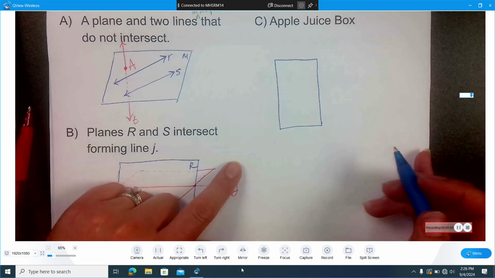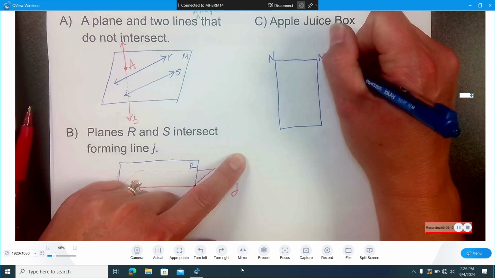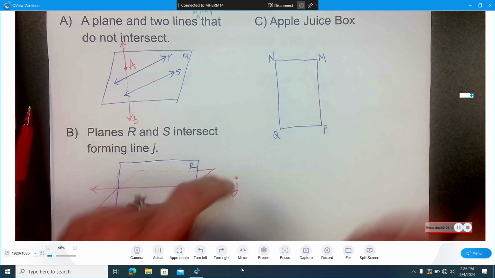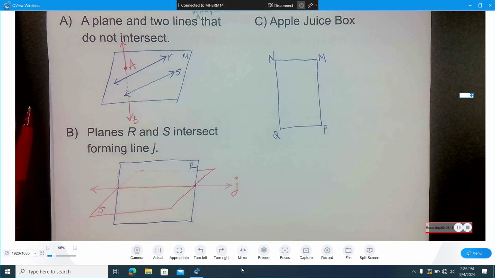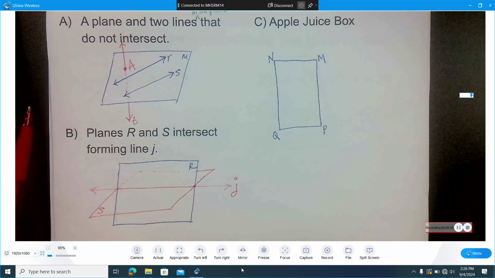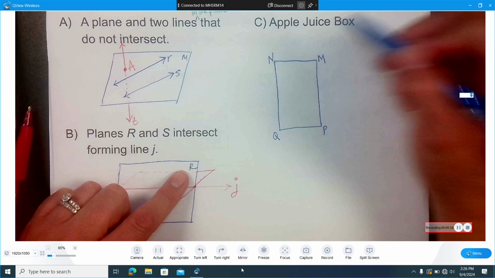I'm going to label this rectangle, starting in the upper left here, N, M, P, and Q for the vertices, or the corners. And even though they don't look like it, they are points that we're identifying. So even though I didn't make them really bold and big giant dots, they are points at the vertices. We're going to go ahead and draw some diagonals.